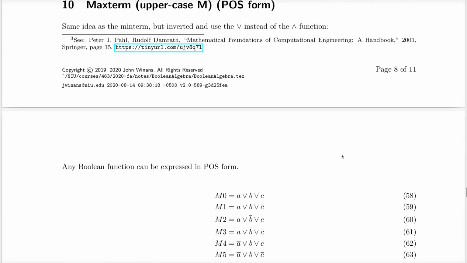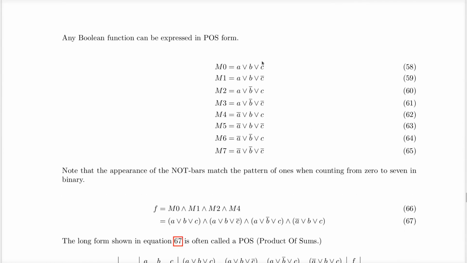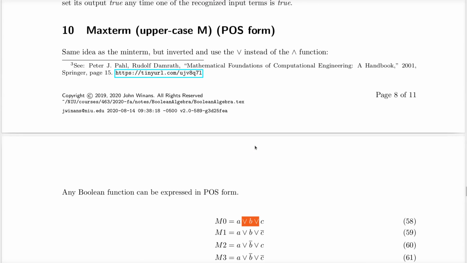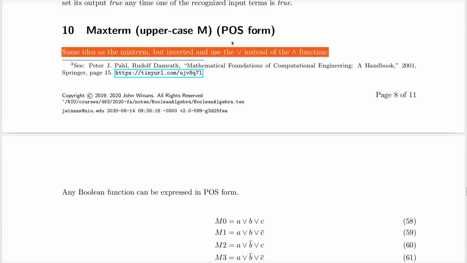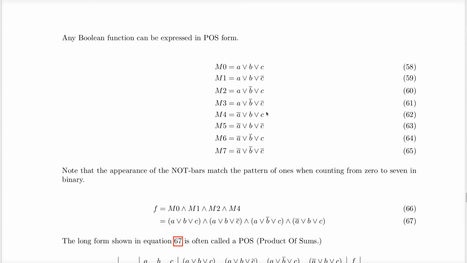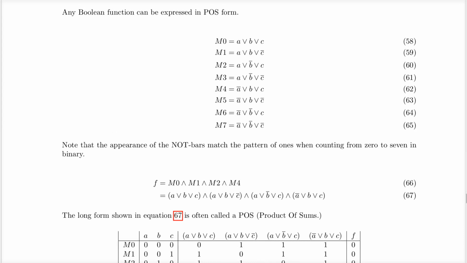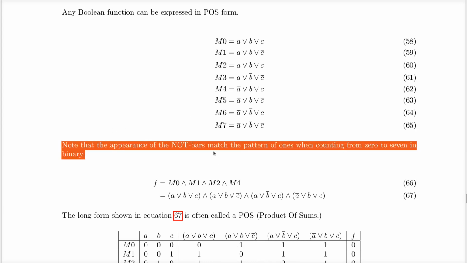Down here, we see the exact opposite. This is going to be product of sums. Remember, the sum is like the OR, saturated sum, right? Again, each of the three inputs appears once and only once, either with or without the bar, and they're all ORed together in this case. All right, so let's look at the introduction note up here. Same as the min term, like I just said. However, we're using OR instead of the AND. Okay, almost the same.